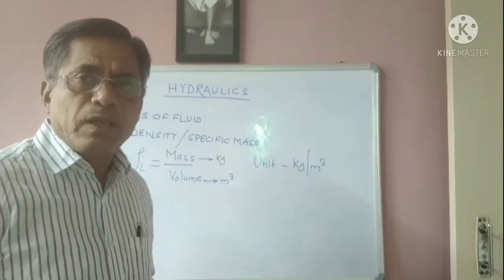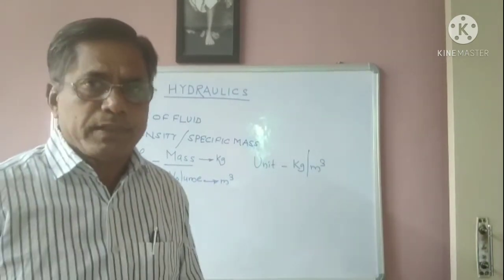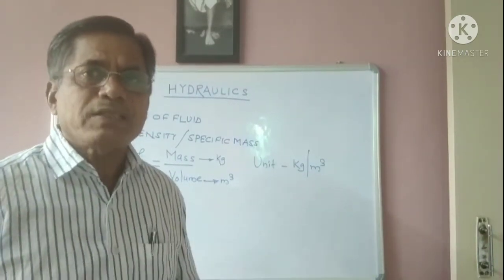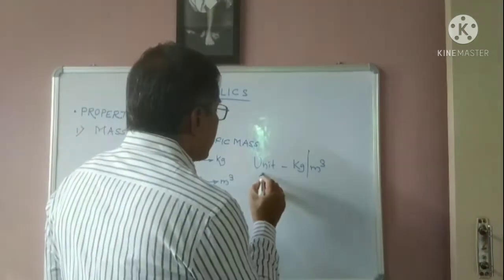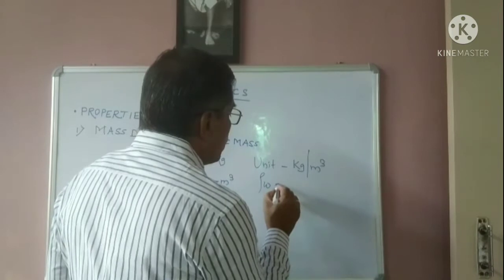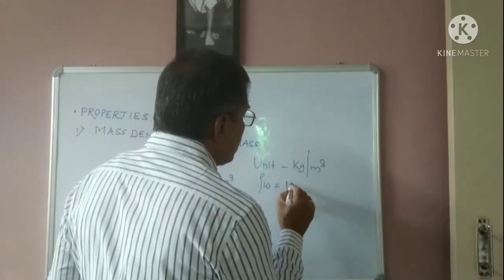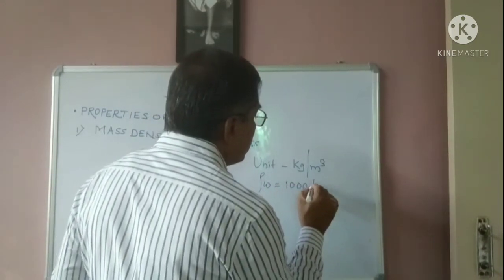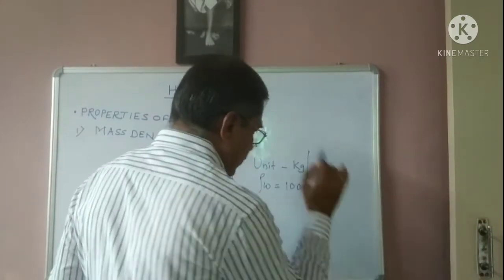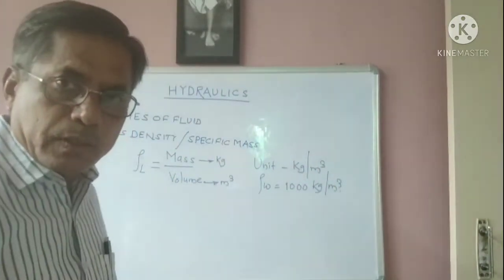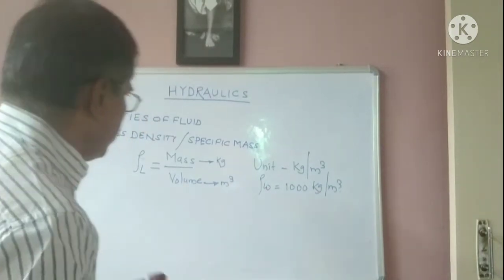At standard temperature and pressure, the mass density of water is taken as, so rho W is equal to 1000 kg per cubic meter. Okay. So this is the first property.